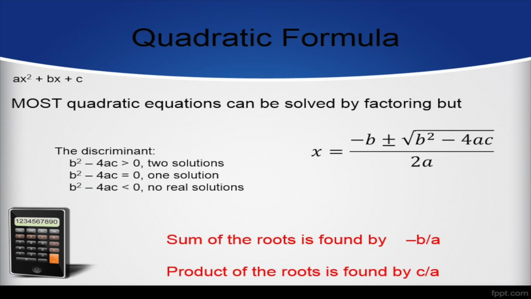But if you put it in the general equation, the sum of the roots is found by negative b over a. So once again, within 15 seconds, you can find the sum of the roots of a quadratic equation. Same thing for the product of the roots, c over a. Put it into the general equation, and you're going to get the product of the roots, saving your time for a more complex problem or a problem you didn't really prepare for.